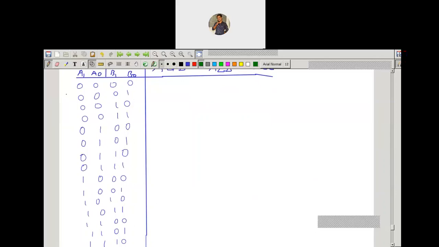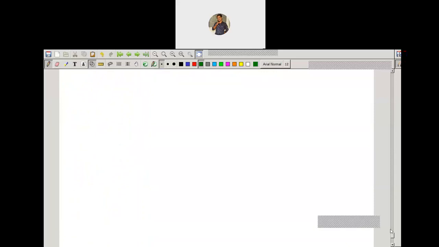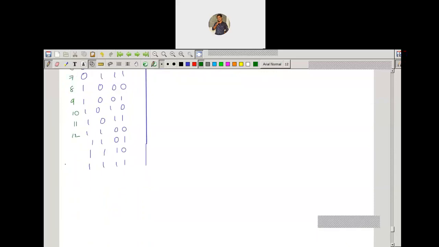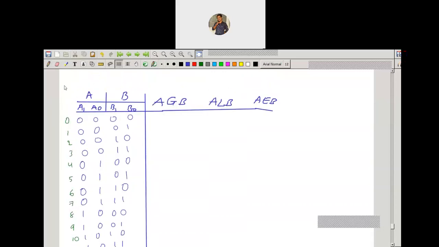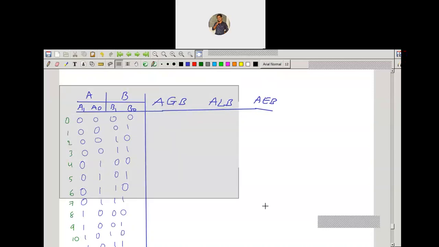Let me give you the decimal equivalent here. This decimal equivalent is 0 and 1, 2, 3, 4, 5, 6, 7, 8, 9, this one is 10, 11, 12, and 13, 14, 15. Okay, so these are the decimal equivalents here.